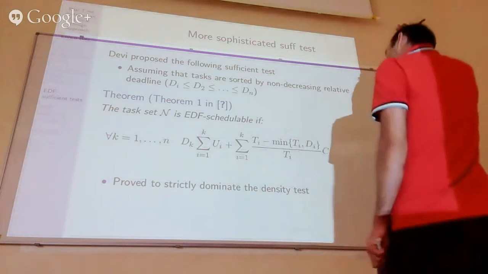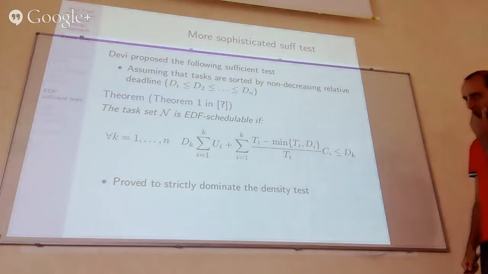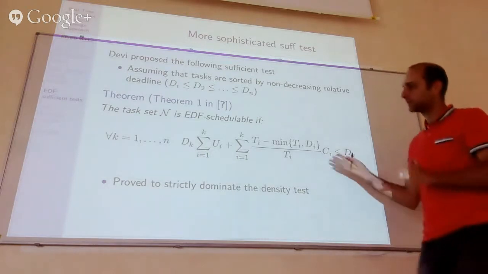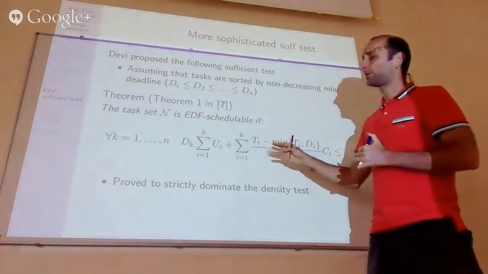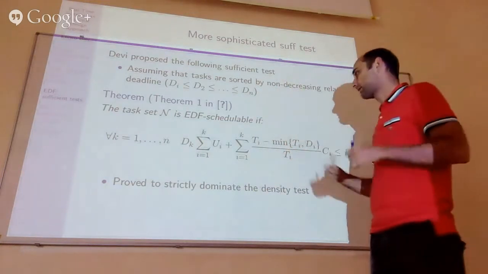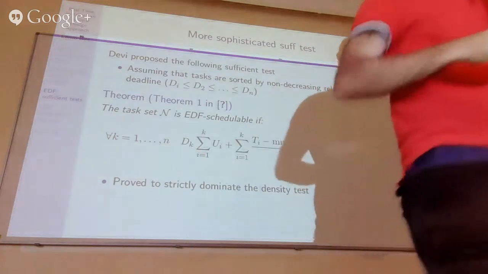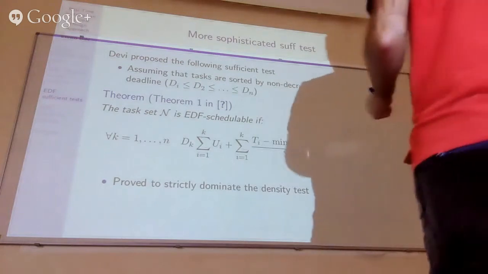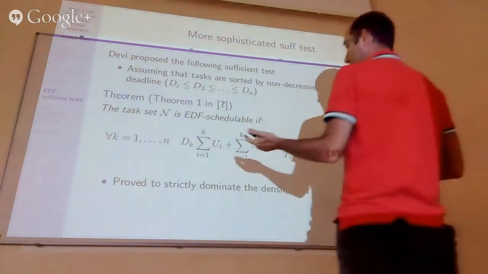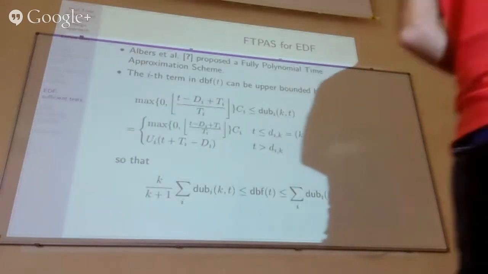Okay, and this is not really something that I can give you the intuition of. It's a bit elaborated, or maybe it's not, but I don't remember. Maybe it's simple, but maybe not. I just don't remember where it comes from. So yes, it's a test with linear complexity. It admits more tasks than the density test, but of course less than the exact one.